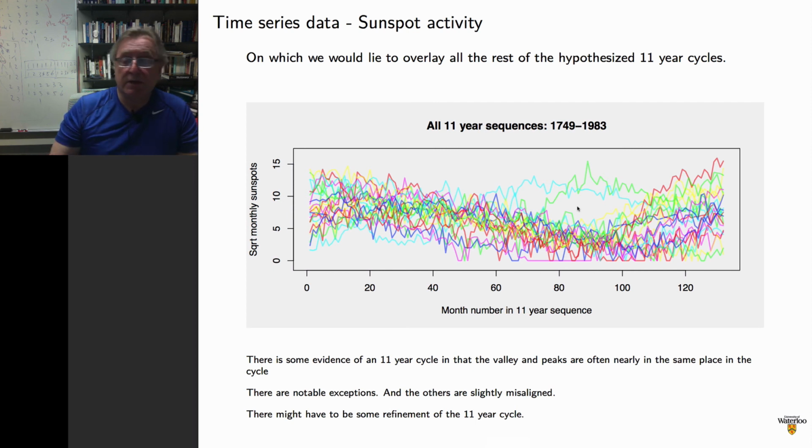on the graph of the time series where the cycles are laid side by side, just connected in the full time series. You see these two series pop out. So there's some evidence of an 11-year cycle and that the valleys and peaks are roughly the same place, but there are noticeable exceptions. These may be due to that misalignment we saw before, and some of these others are a little bit off alignment. There's one series that has a long bunch of zeros in sunspot activity. Okay, so there might have to be some refinement of the 11-year cycle.